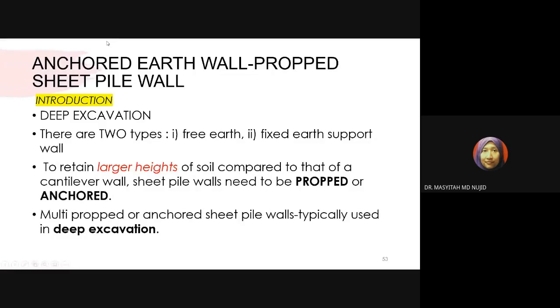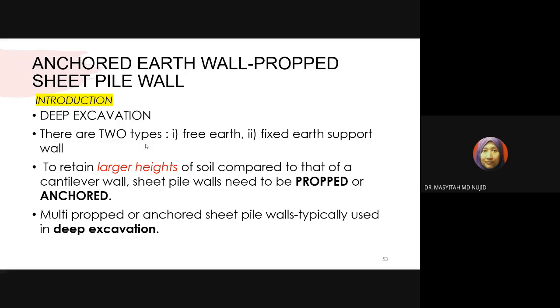What is an anchored wall? It is used for deep excavations and can be classified into two based on the methods of design: the free earth method and the fixed earth support method. Deep excavation is used to retain larger heights of soil compared to a cantilever wall. Sheet pile walls need to be propped or anchored.